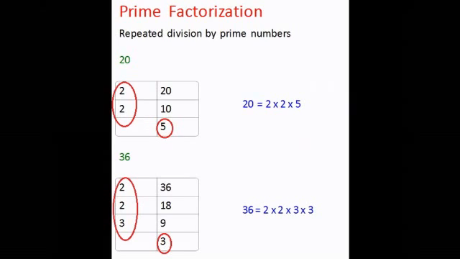Now all these numbers that we used for division as well as the last number that we could not divide further, all these prime numbers together make the prime factors of 36. So the prime factors of 36 are 2, 2, 3 and 3.